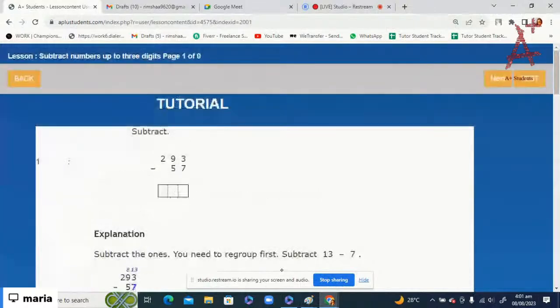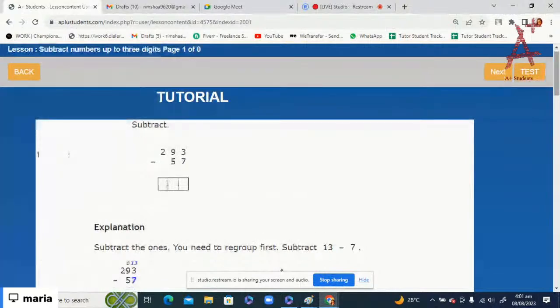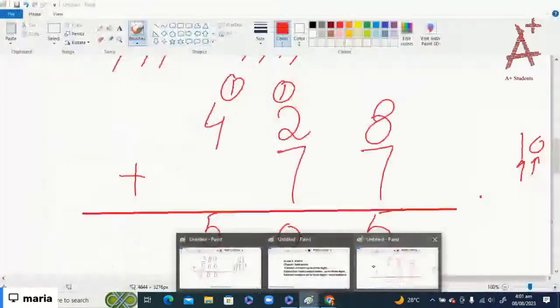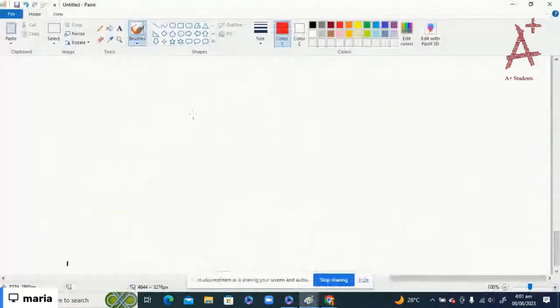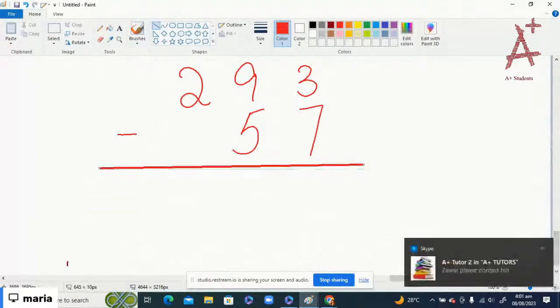Okay, so here are the subtraction questions. We subtract 3-digit numbers with 2-digit numbers, and sometimes 2-digit numbers from 3-digit numbers. Let's get started. 293 minus 57. Here is the subtraction, not addition.